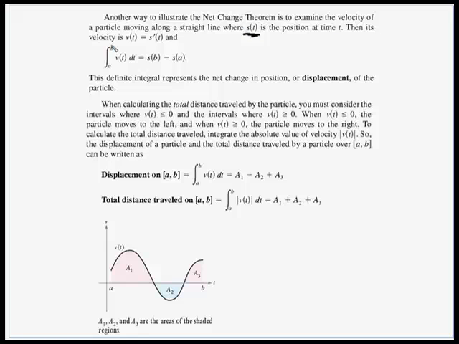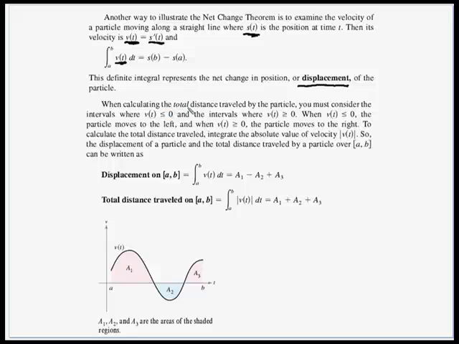Then its velocity, v of t, is the derivative of s of t. And the definite integral from a to b of v of t dt is s of b minus s of a. You know, that fundamental theorem of calculus. This definite integral represents the net change in position, or the displacement of the particle.